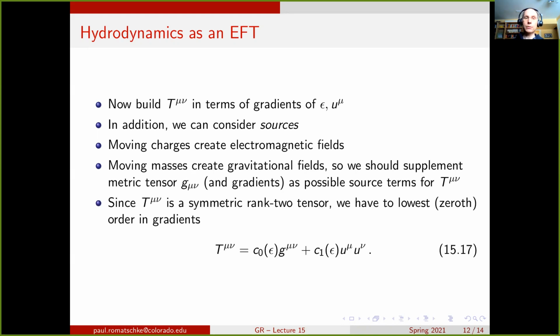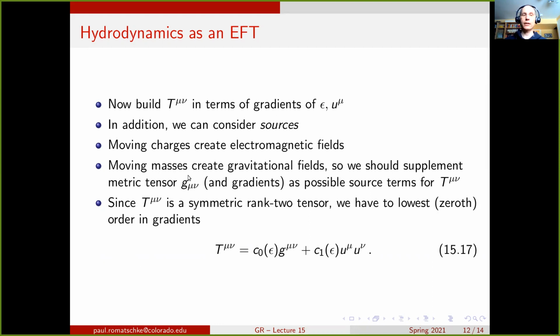Okay, so now we have our building blocks: ε, u^μ, and the metric tensor. We can now proceed to write down the contribution to T^{μν} in terms of these. The simplest thing we could do is start by writing down all the terms that do not have any gradients, so zeroth-order gradients. Remember, for the diffusion equation, this gave us a result which was not very interesting, but here we have something that will turn out to be interesting. So let's start at zeroth-order gradients.